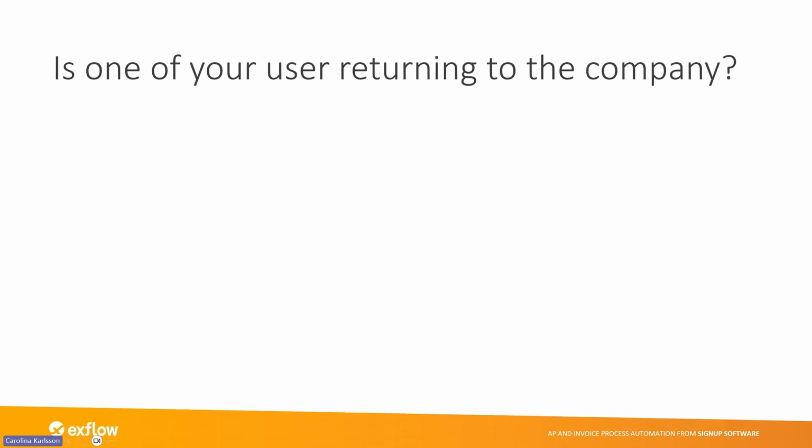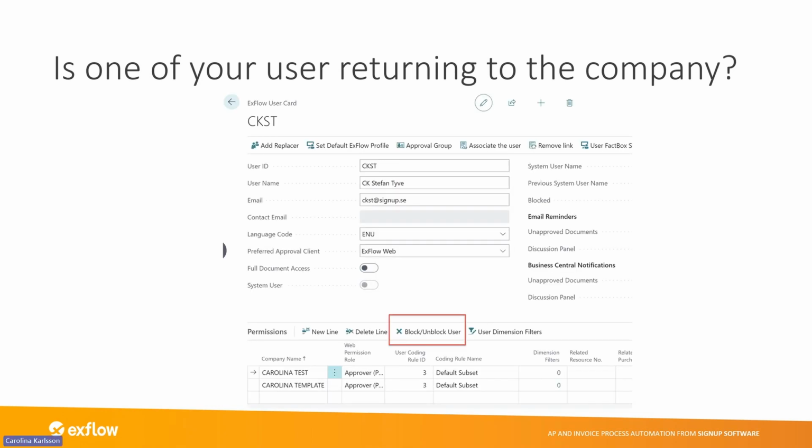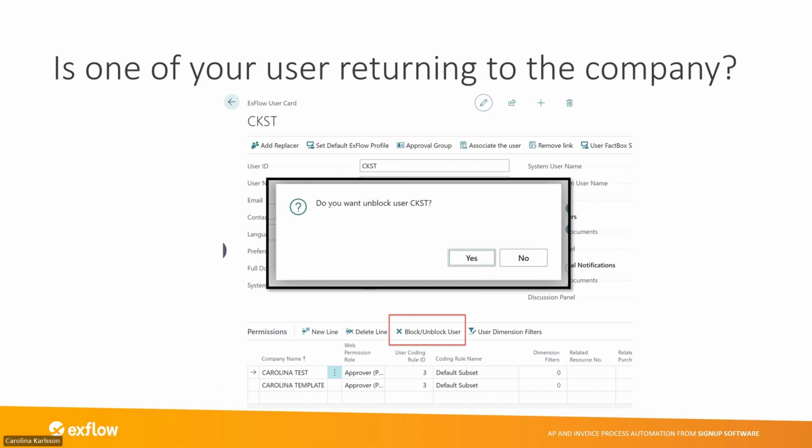And then let's say a user is returning to your company, is rehired for some reason, and you want to reactivate that user again, then you push block unblock user, and you will get a message saying, do you want to unblock the user? And you push yes. This user will not automatically be added back to the previous approval rules that they belonged to if you had checked that they should be replaced by someone else. So you will need to do that manually.